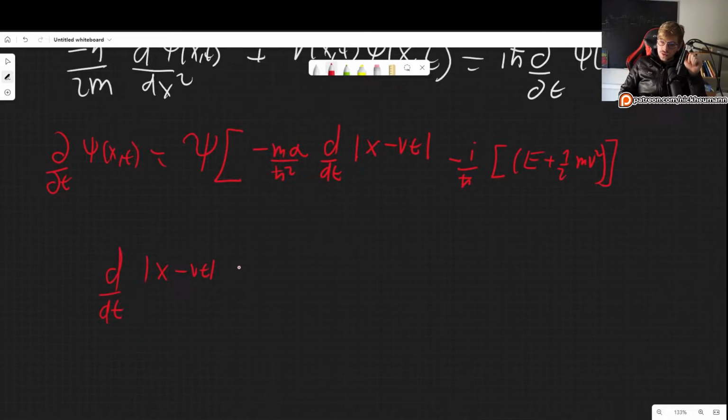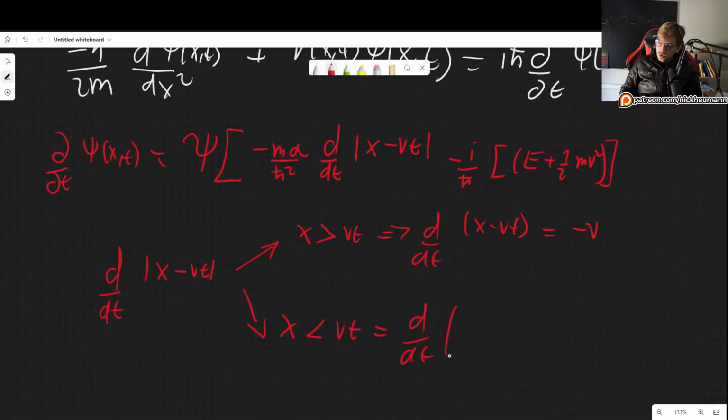Now, of course, there are two cases. If x is greater than vt, then that situation represents the ∂/∂t of (x - vt), which we know will give us -v. But if x is smaller than vt, then we need to add a minus sign to correct for that situation. So we get -(x - vt) = -x + vt, and our derivative is v.